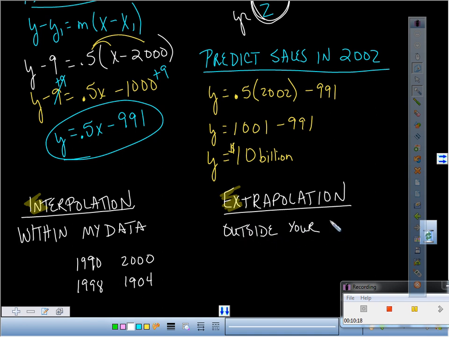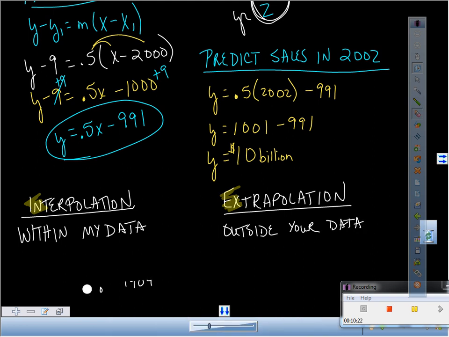Now, let's talk about why that's important. Okay? Here's why it's important. As long as you're talking about within your data and you're interpolating, you can predict things. When you start extrapolating, you've got to be really careful. Now look, I extrapolated because that's 2002, right? And my data was 2000 and 2001. That's okay. It's pretty close to my data.